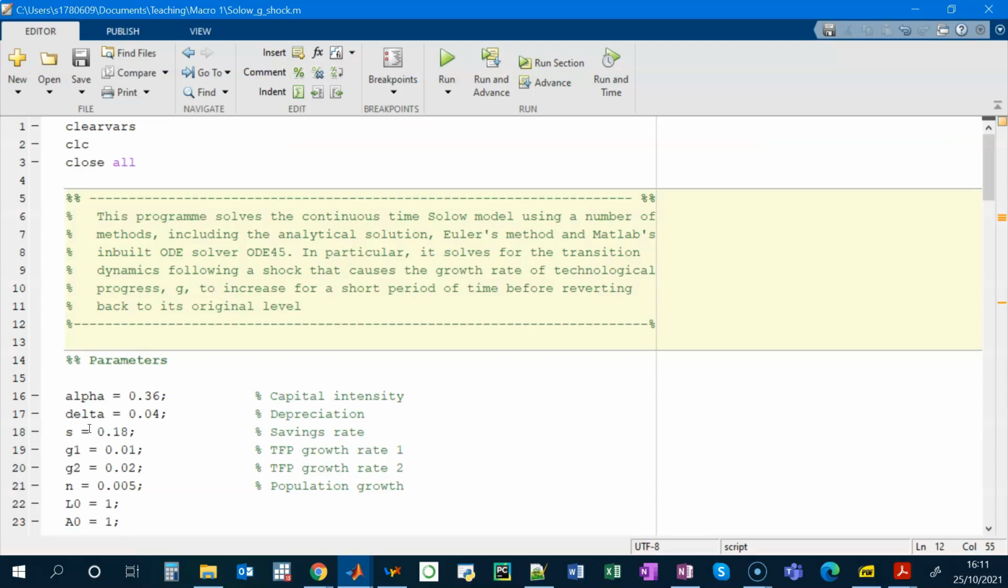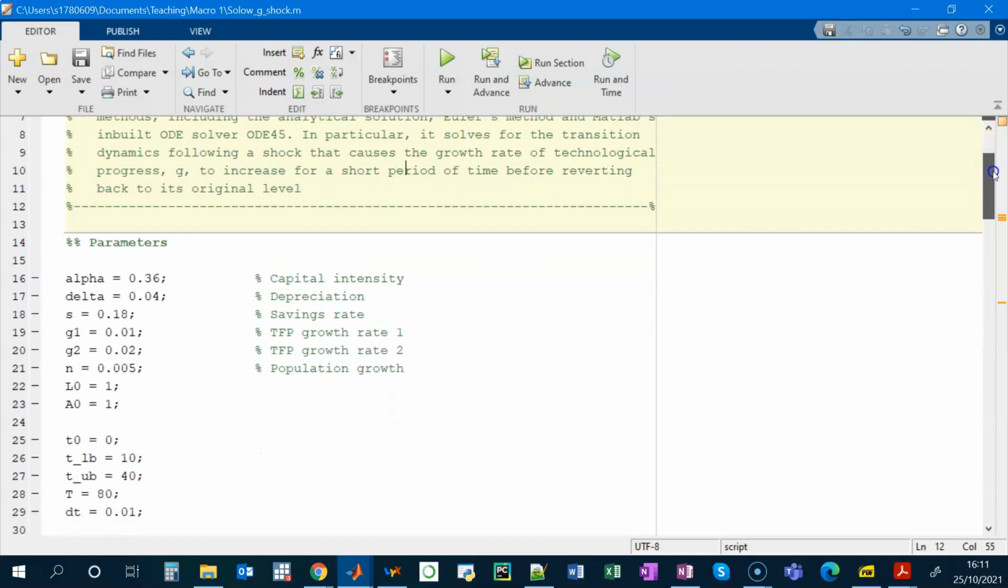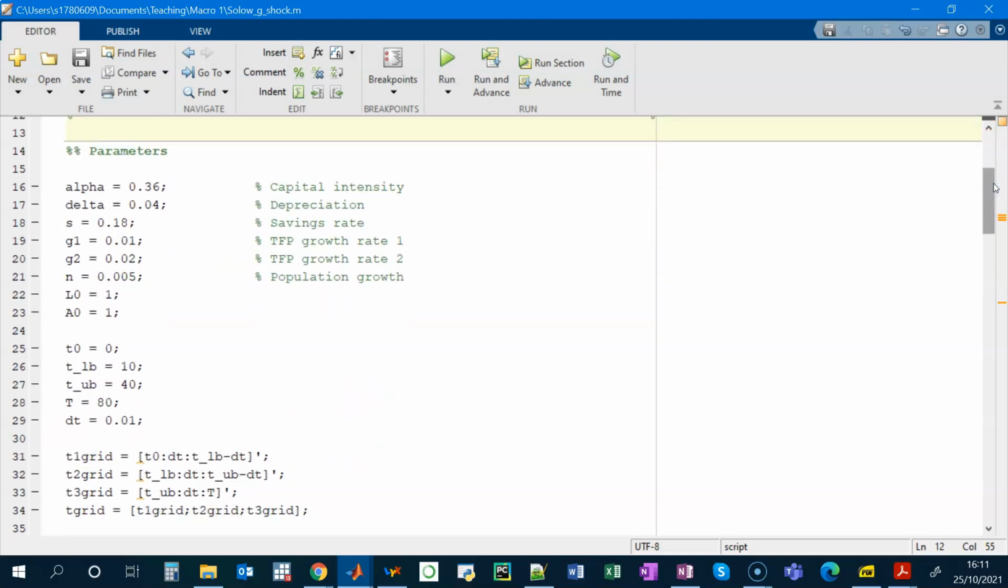This is a program that I've written to do this, and the first step in any numerical model is to just declare all your parameters. So in this model we have alpha, capital intensity of production, delta, depreciation rate, savings rate, the two growth rates that are denoted by G1 and G2, and population growth, N. And my T lower bar and T upper bar are going to be 10 and 40.